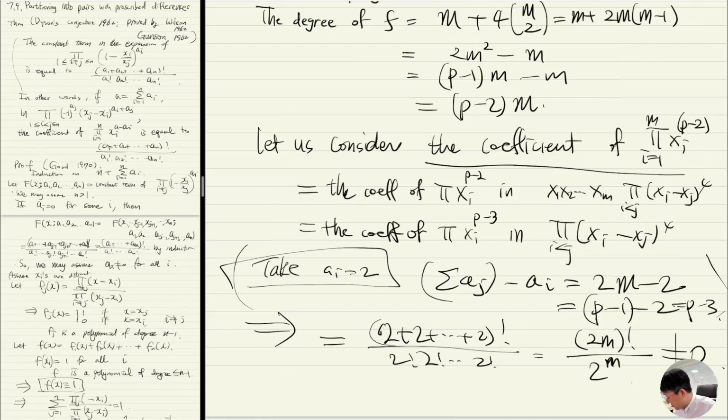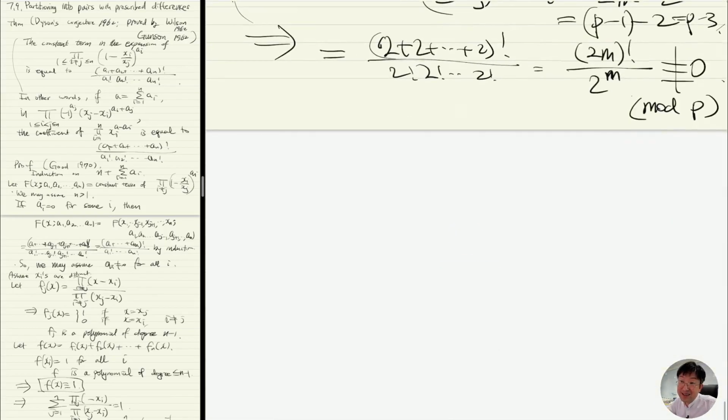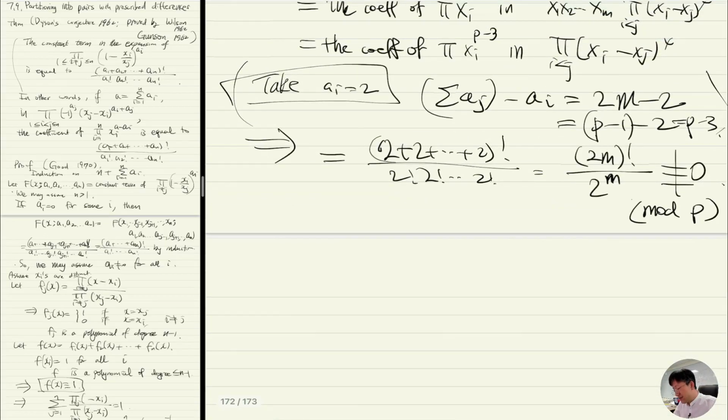2m factorial over 2 to the m. And this is non-zero modulo p. This is important actually, in modulo p. Right? Why? Because 2m is p minus 1, which is less than p. So we are multiplying numbers from 1 up to p minus 1. And then we divide by 2 to the m. What does that mean? That means 2 has a multiplicative inverse, right? So in modulo p, things like this can be equal to a product of some non-zero numbers, right? So anyway, that's it.